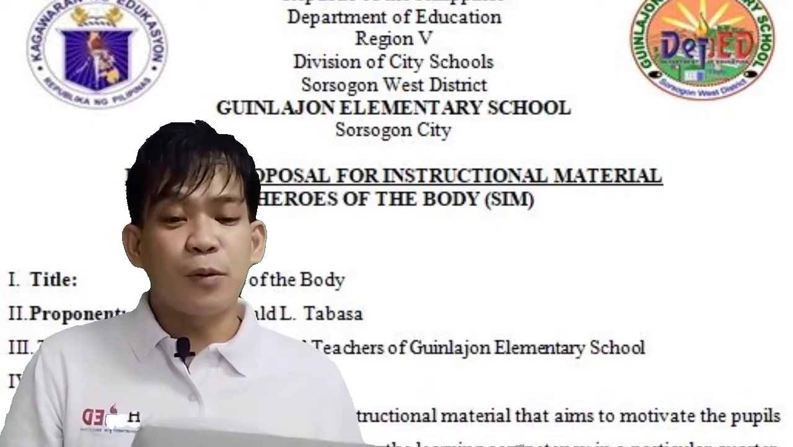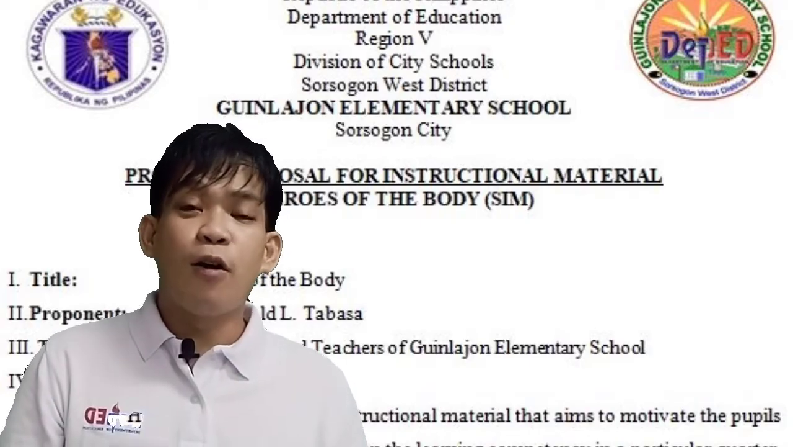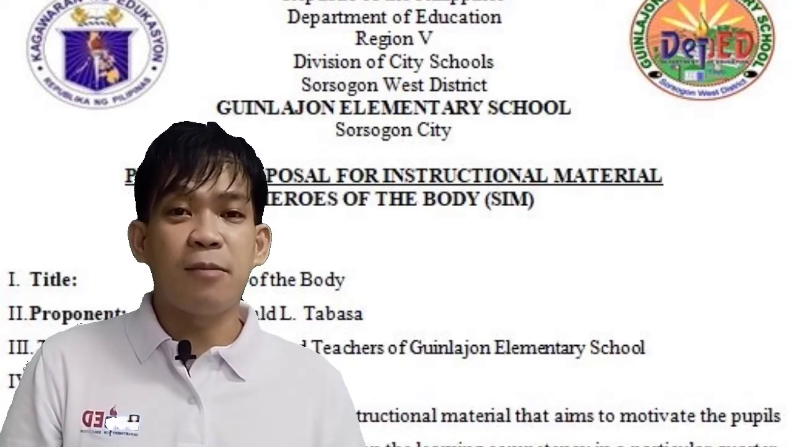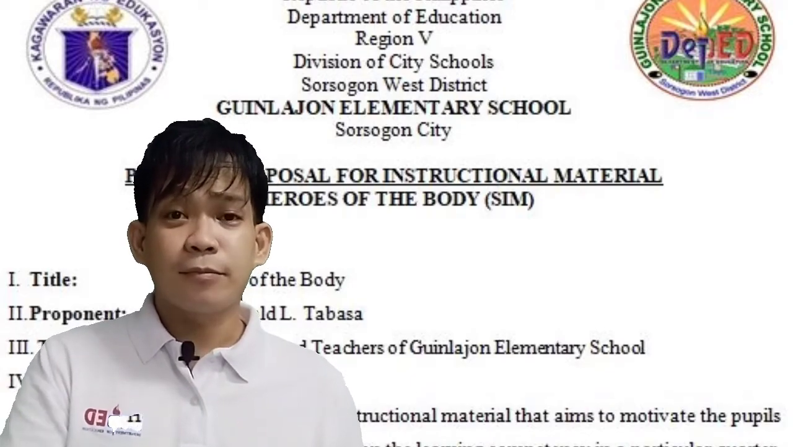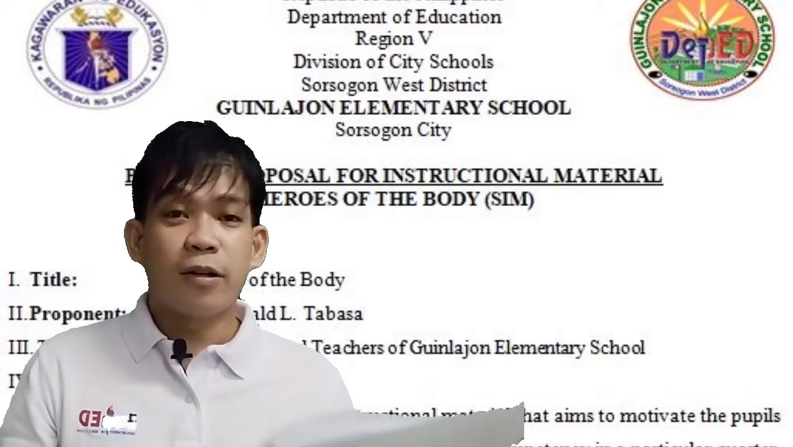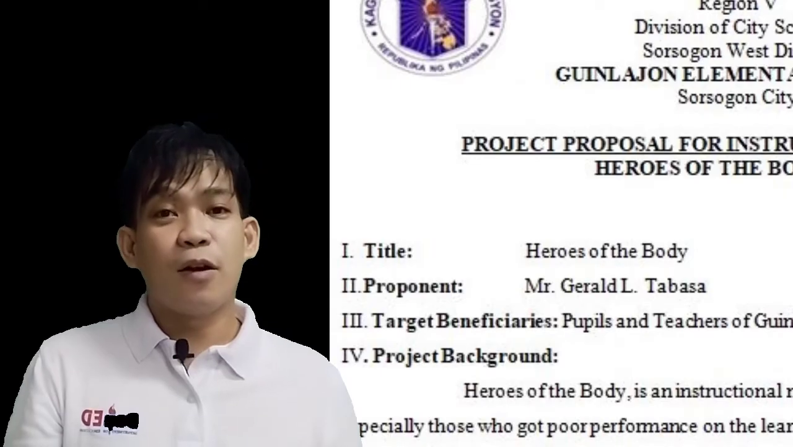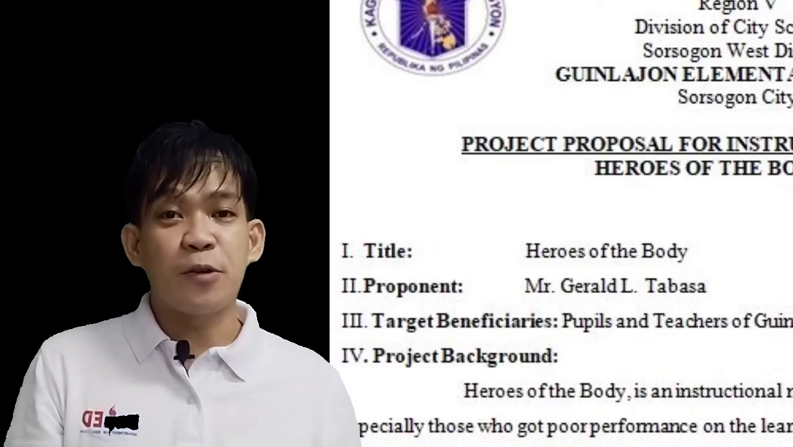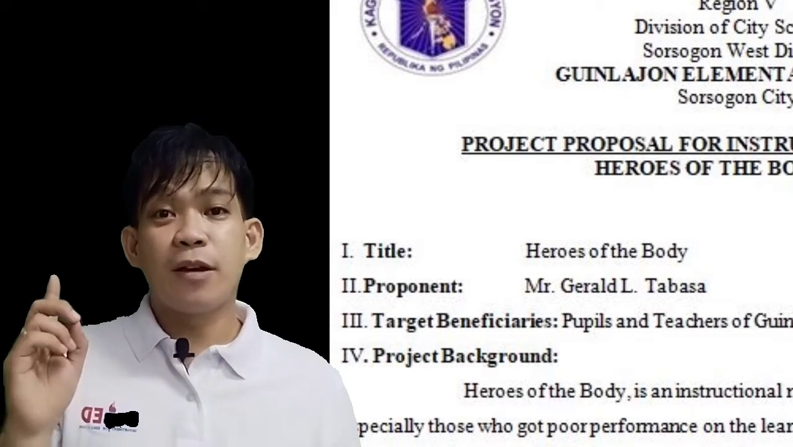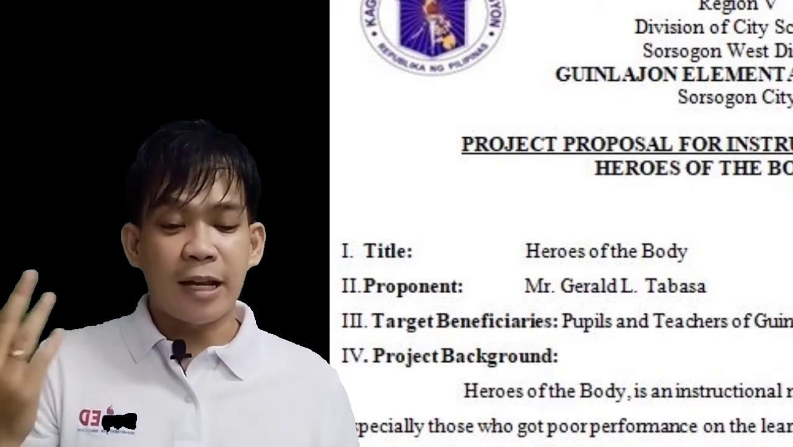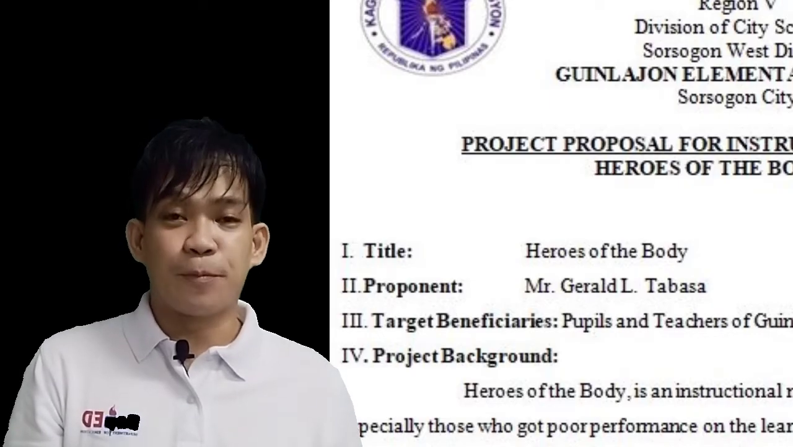So, let us now come to the project proposal. What are the parts of the project proposal for introducing an instructional material? Of course, you have to make your title. So, nandiyan naman makikita nyo for the first part, Roman number 1, your title. What is the title of your SIM? Kung ang ginawa nyong innovation is SIM. Of course, Roman number 2, proponent. So, since ako nakalagay dyan, so pwedeng individual, partner, or by group.